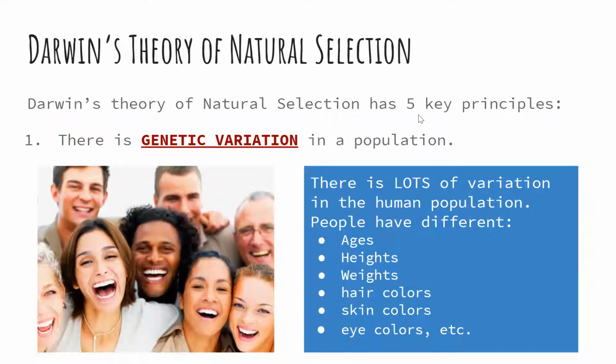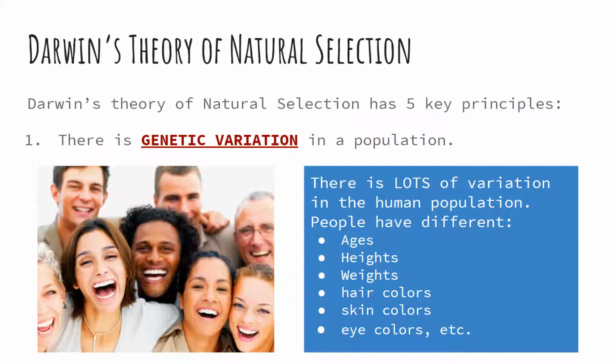So, in his theory of natural selection, he outlined 5 key principles. These need to exist in the population in order for there to be a wide margin of natural selection. The first principle is that there has to be genetic variation or differences in DNA, differences in your genes.